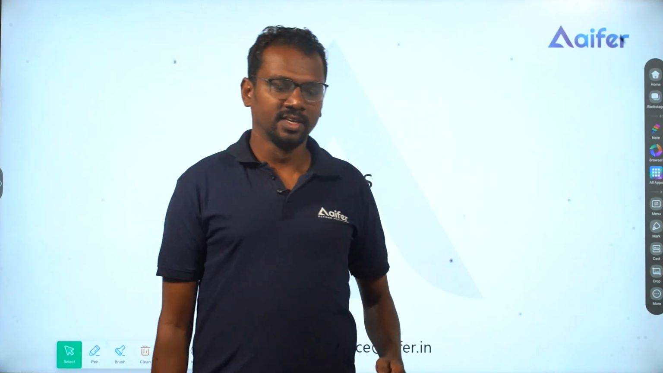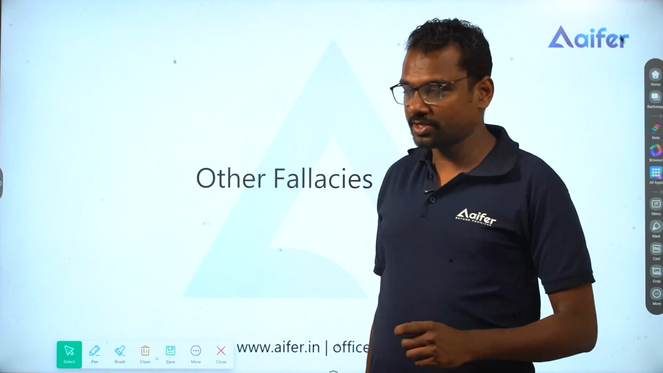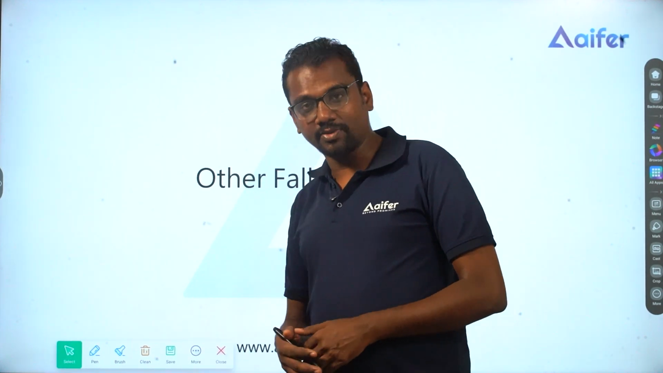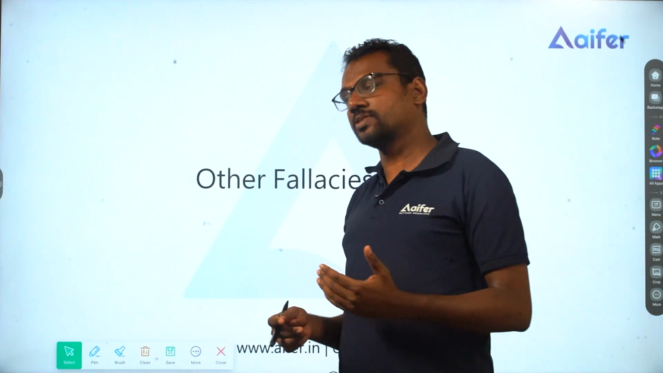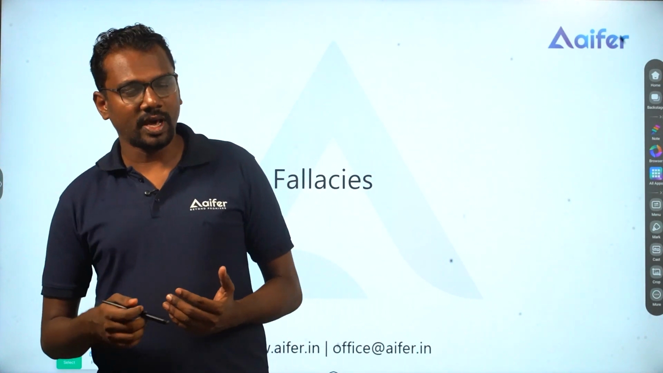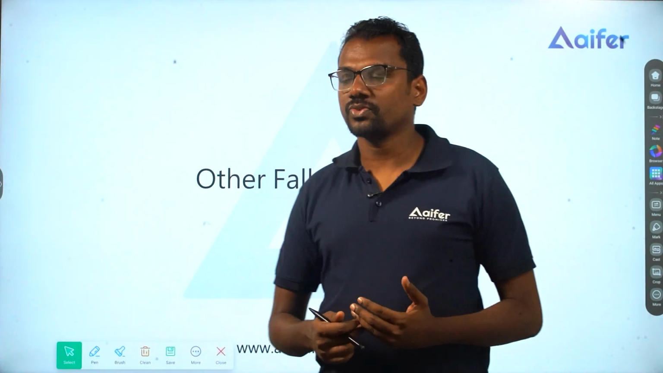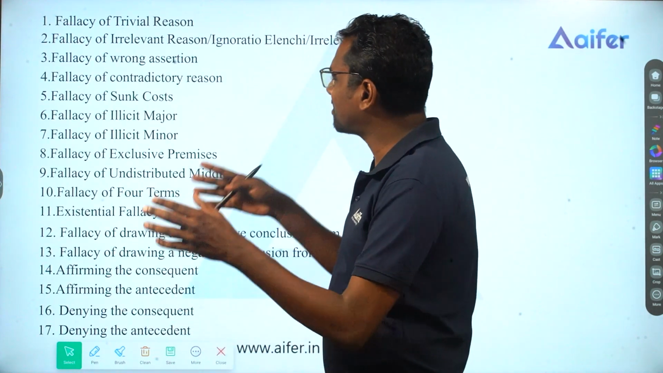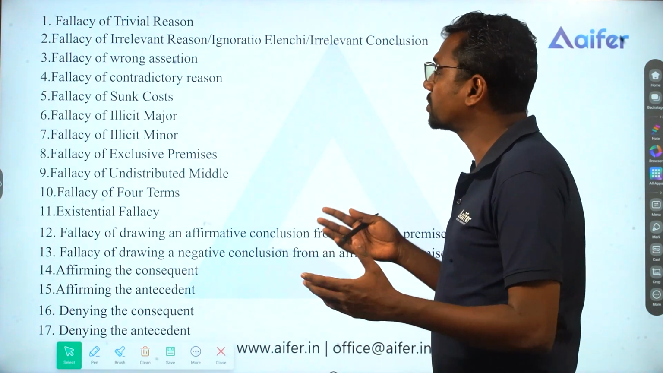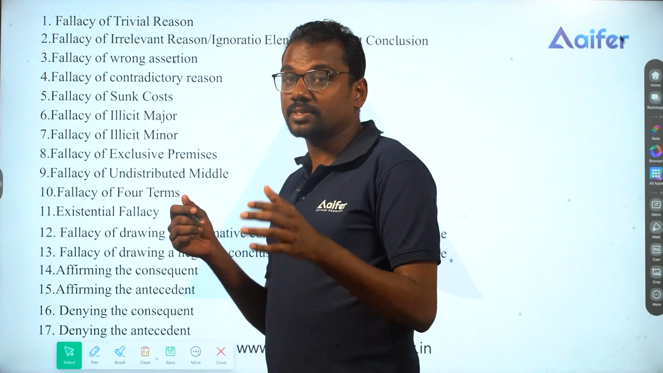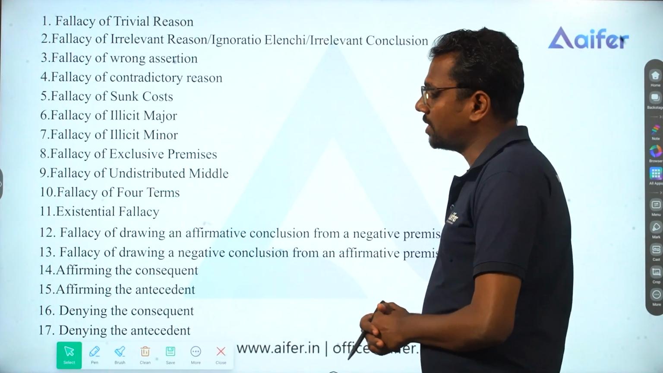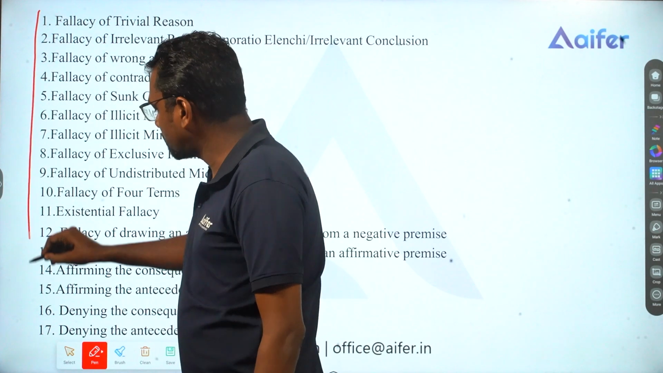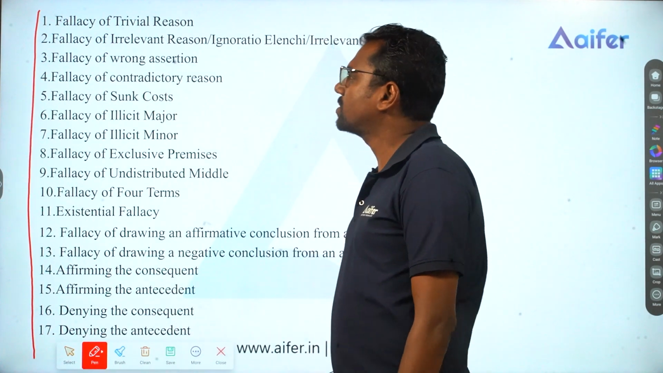Happy learning. So we are continuing our discussion of fallacies. We have discussed the formal fallacies. We have discussed, within the informal fallacies, fallacies of presumption, fallacies of relevance, fallacies of ambiguity, etc. So we are continuing with our discussion. We have the next set of mixed fallacies, the last set of fallacies. We have around 17 fallacies.